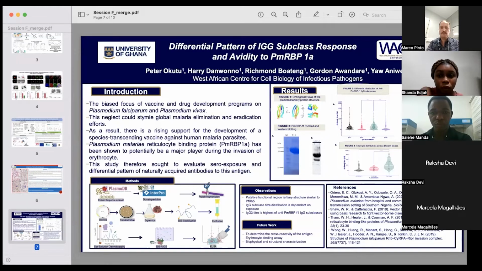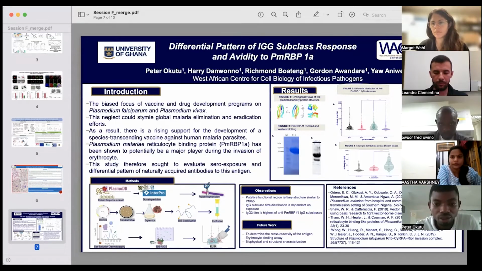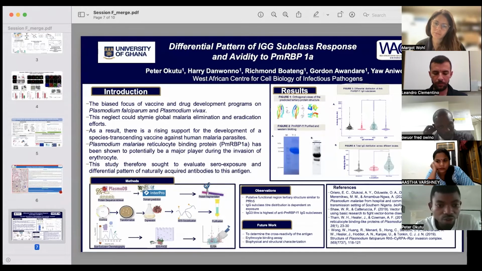So to do this, we screened a lot of proteins from the erythrocyte binding protein of Plasmodium malariae, and we found the Plasmodium malariae erythrocyte binding protein 1A as a very possible one. The reason we say it's possible is because it's in the same class of proteins as RH5, which is one of the promising vaccine candidates in Plasmodium falciparum currently. Also, the tertiary structure of our protein is similar to RH5. Therefore, we believe that our protein is a very good candidate to look out for in designing a vaccine against Plasmodium malariae. To do this, we extracted our gene sequence from PlasmoDB.